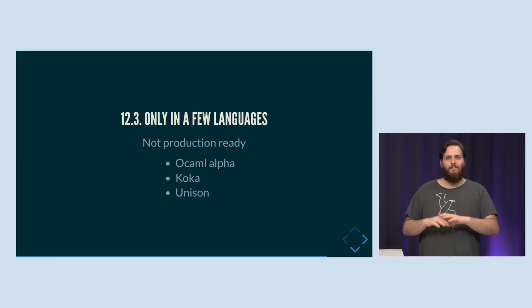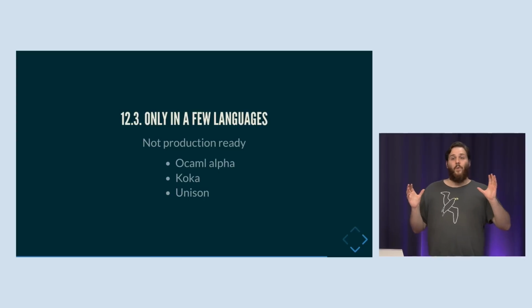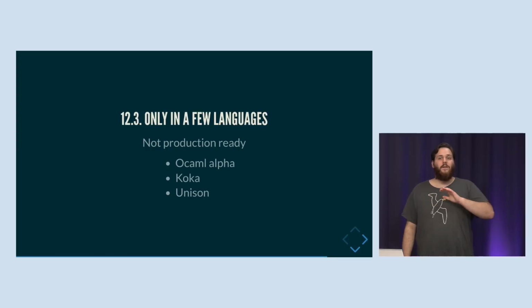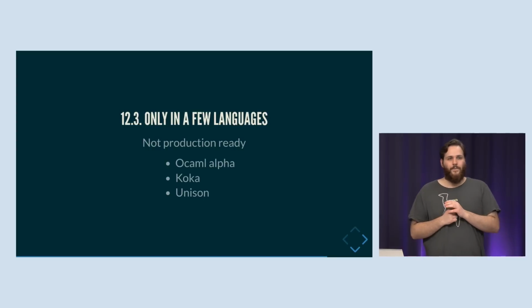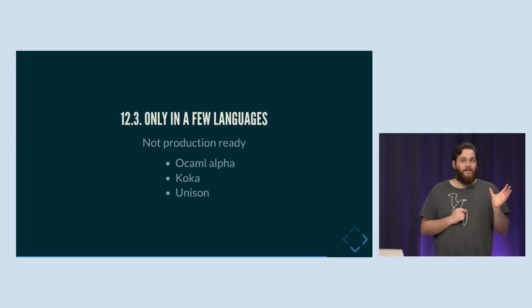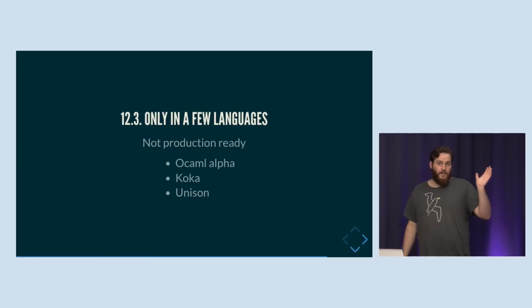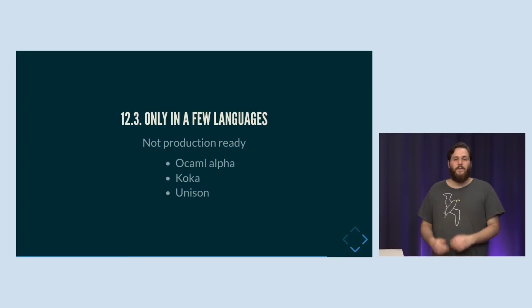OCaml is the best-known and most stable language, which in its most recent alpha release of this year includes a somewhat limited form of algebraic effects. But it's an alpha release. It's not really practically usable. But hopefully, maybe sometime next year it might be practically usable.